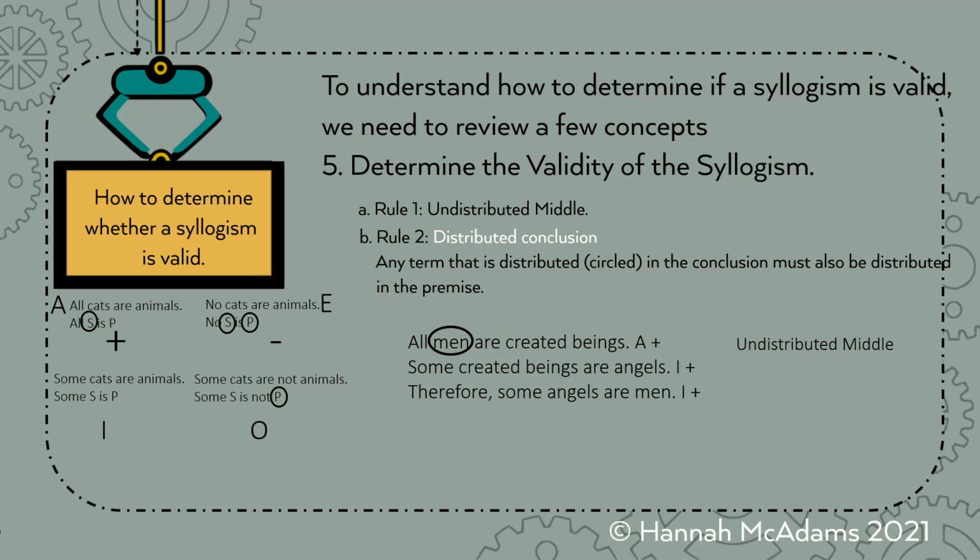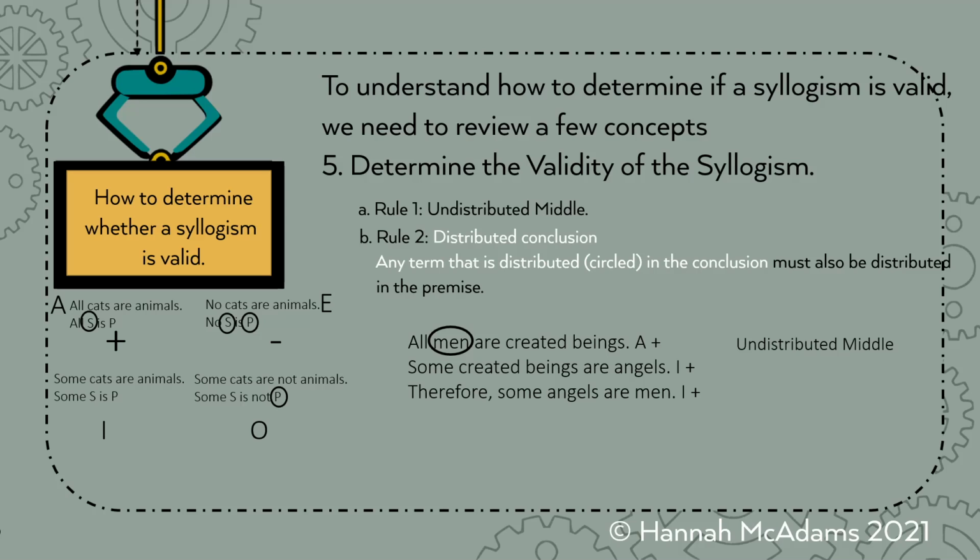All right, so let's talk about distributed conclusion with this same thing. We already know it's not a valid argument, but we're going to keep going. Any term that is distributed or circled in the conclusion must also be distributed in the premise. Well, it doesn't mean that it has to be circled. It just means that if it is circled, it has to be circled other places. But in this sentence, we need to look for the term that is circled or distributed in the conclusion. Well, I don't see anything circled in the conclusion. Do you? No. So it's not breaking that rule. Okay? Does that make sense? Well, it'll make more sense when we do some more examples.